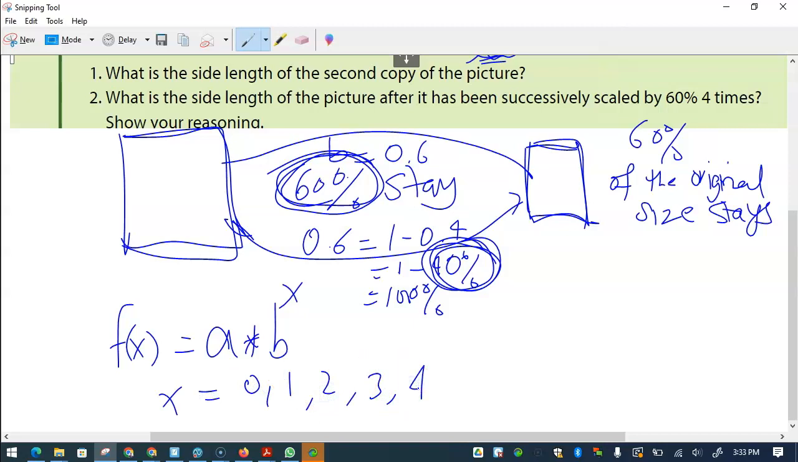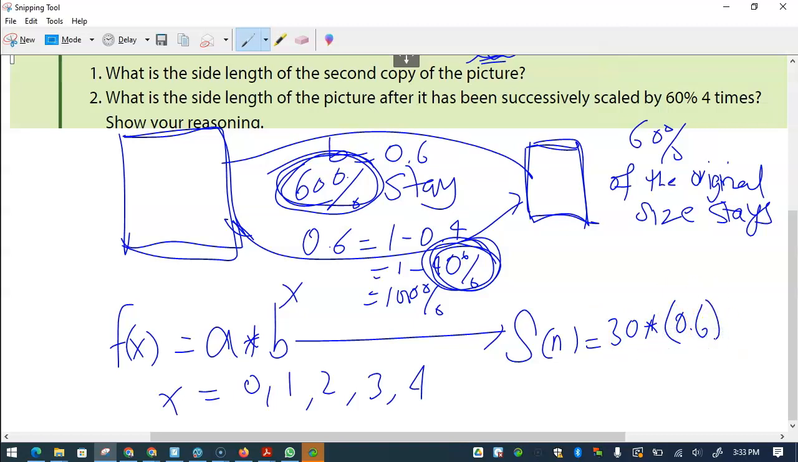Not fractionally increases, but just 1 unit. And the beginning was, we can see the size. I can put S of n is the number of copies. And we can see in the beginning it was 30 centimeters and 0.6 is the growth factor or decay factor here because it's getting reduced, raised to n, and you're done. So that's how it is.